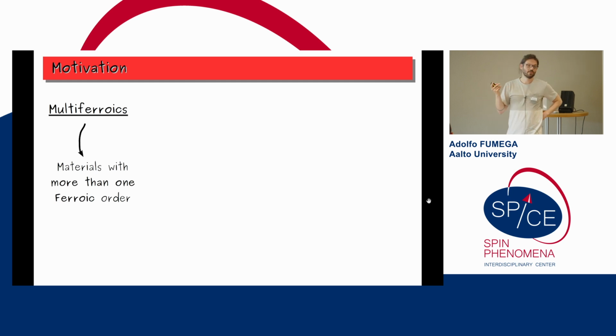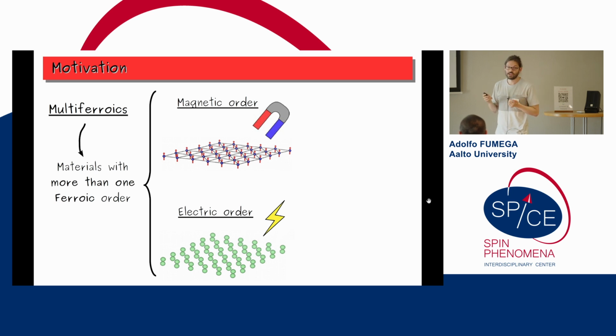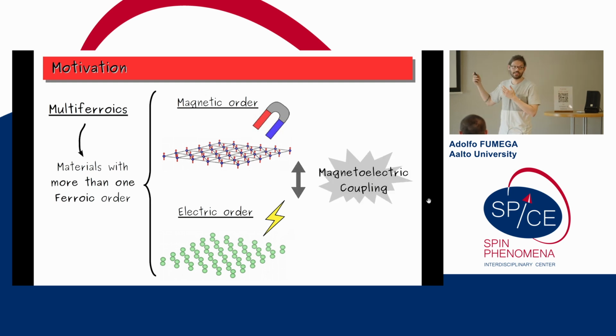So we have two keywords. The first one is multiferroics. Multiferroics are materials that simultaneously display more than one ferroic order. So for example, we can have simultaneously magnetic order and also an electric order. And when we have more than one order together, we can have a coupling between them. In this case, we might have a magneto-electric coupling. And this offers new opportunities in terms of applications, because we can, for example, try to think of modifying that magnetic order by applying external electric fields.